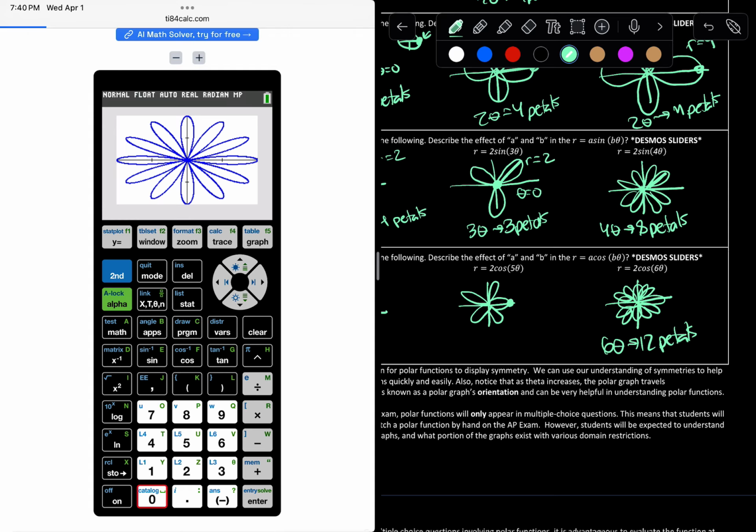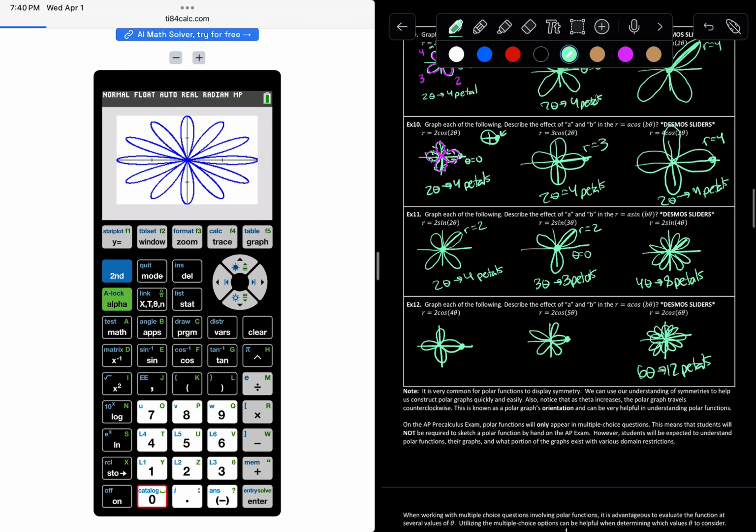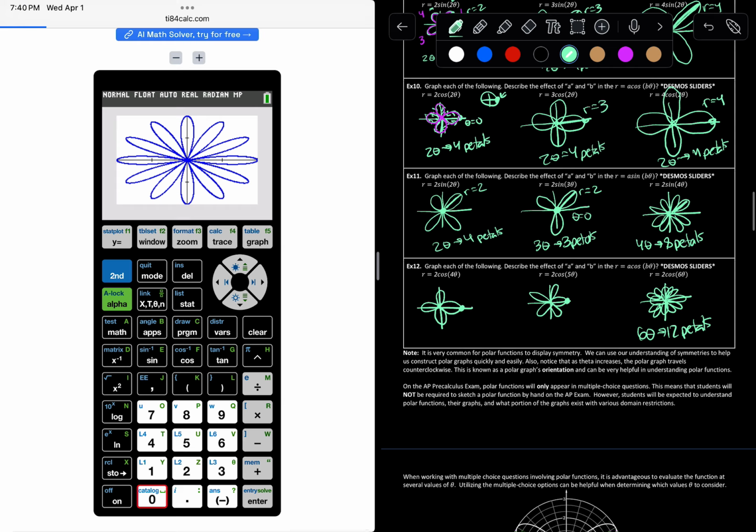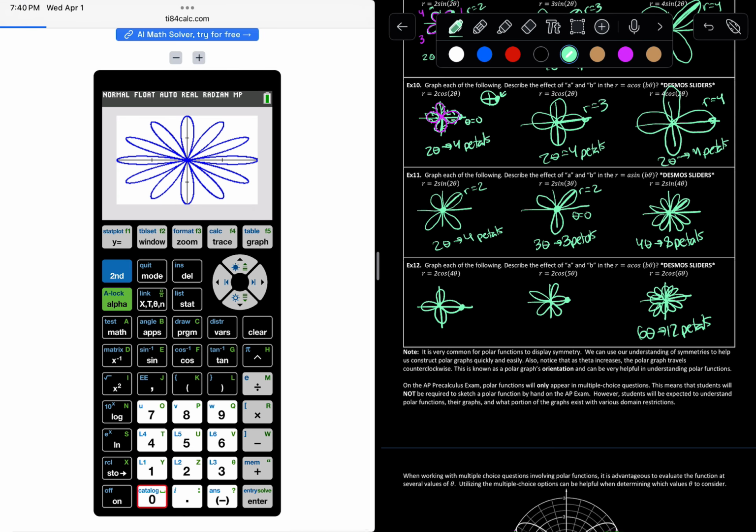So you are never asked to sketch these. You will just have to recognize them. But learning how to sketch them won't hurt because you have to do it next year if you plan to take calculus. There's a couple notes at the bottom, so just make sure that you read through that.